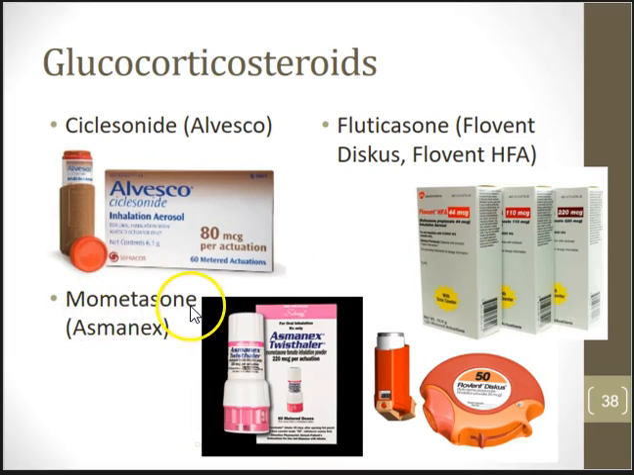Then we have mometasone, which is Asmanex. We talked about mometasone in chapter 29 for the nasal inhalation. That was Nasonex. This is Asmanex, so for asthma, and that's a dry powder inhaler.